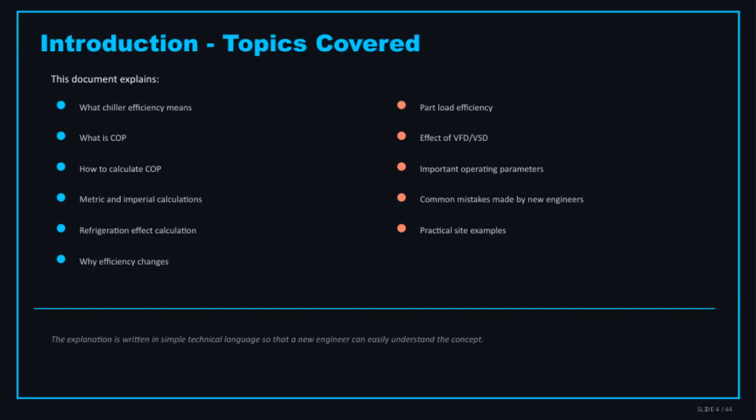This document is designed to guide new engineers through key concepts in a clear, straightforward way. We'll cover practical site examples and common mistakes to watch out for. You'll learn important operating parameters, how variable frequency drives affect performance, and why efficiency changes under different loads. We'll also explain refrigeration calculations, how to work with both metric and imperial units, and break down what COP means, and why it matters for chiller efficiency. This introduction sets the stage for everything that follows.